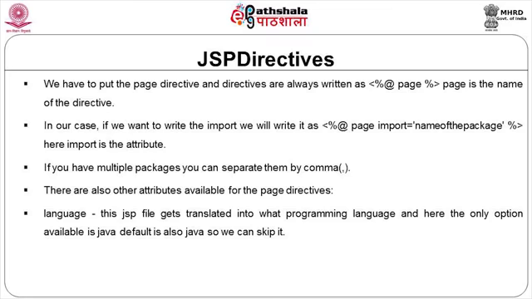So, import is just one attribute here, and there are other attributes which are part of the page directive. Let us see what attributes we can have with the page directive. We started with the first attribute, import. Another attribute, a very simple one, is called language. It specifies that this JSP file, because we are writing JSP, ultimately gets translated into a programming language, and here we have only one option, which is that the translation has to be done into a Java file.